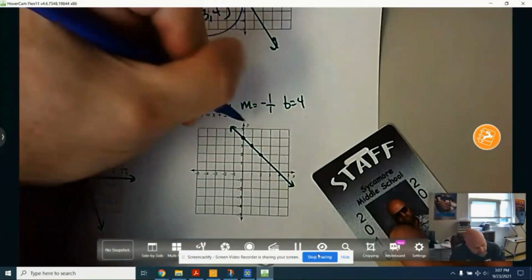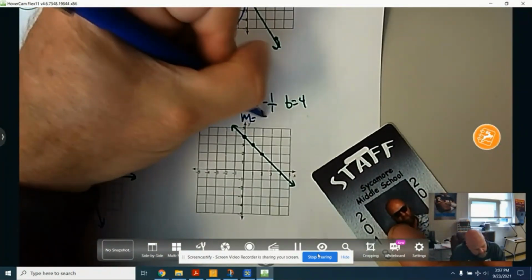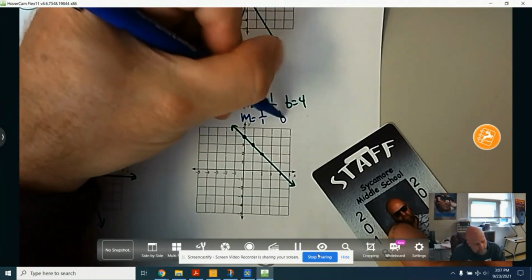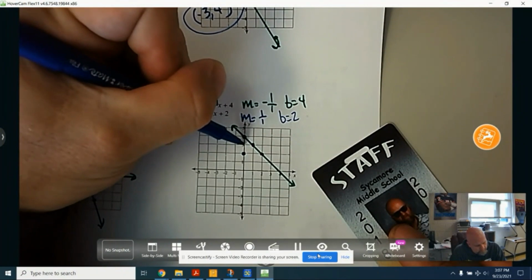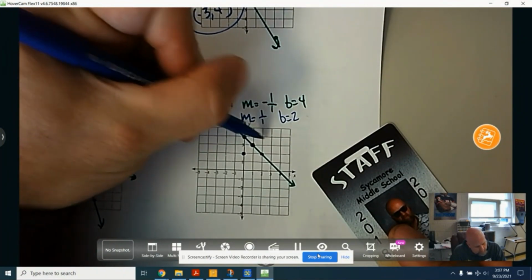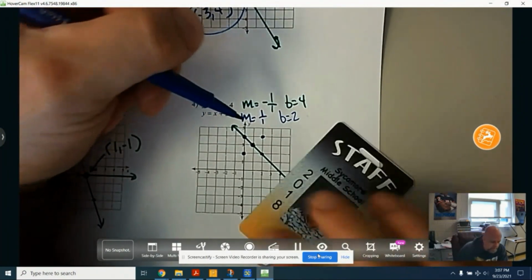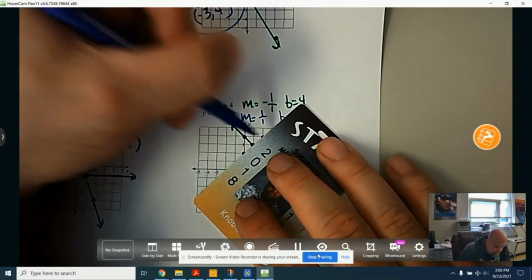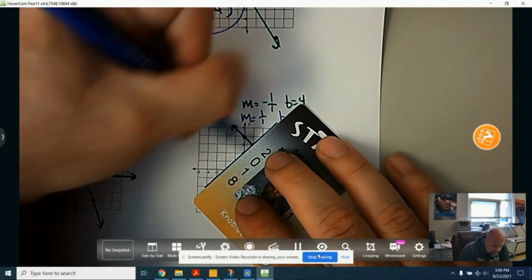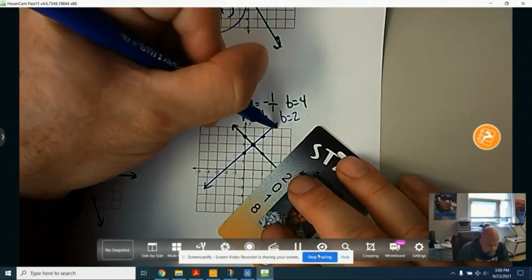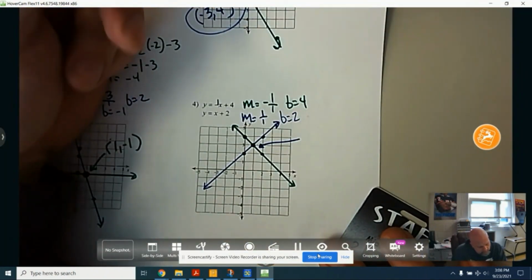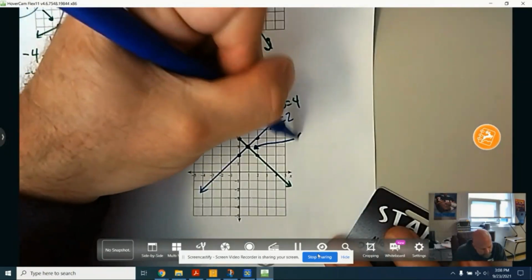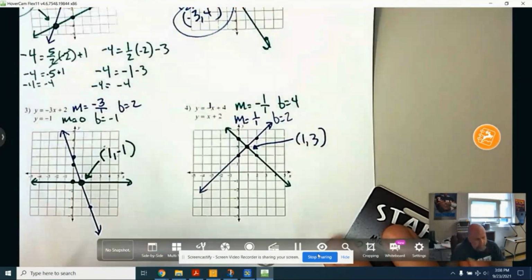Okay, second line, we have m is +1/1, and my b is 2. So I start at 2, and I go up 1 over 1, up 1 over 1, and I can already see where they're going to intersect. So use your straight edge, connect. Right here is my point of intersection, and that looks to be (1, 3) is the answer.